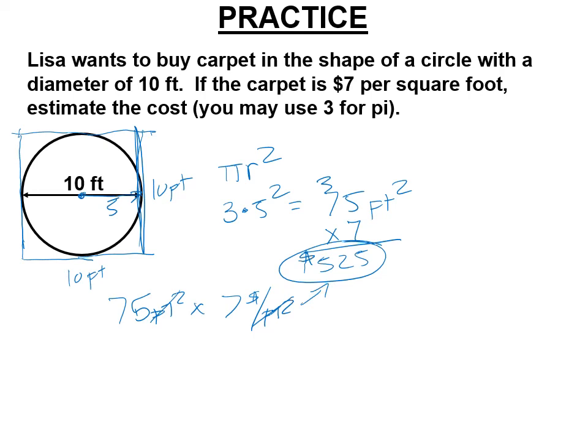But in reality, I think you're going to have to buy 100 square feet to get that and then cut that circle out of it. And 100 square feet. So instead of spending $525, you're going to spend $700 because you're going to have to buy 100 square feet, 10 by 10, instead of the 75 square feet of the circle.